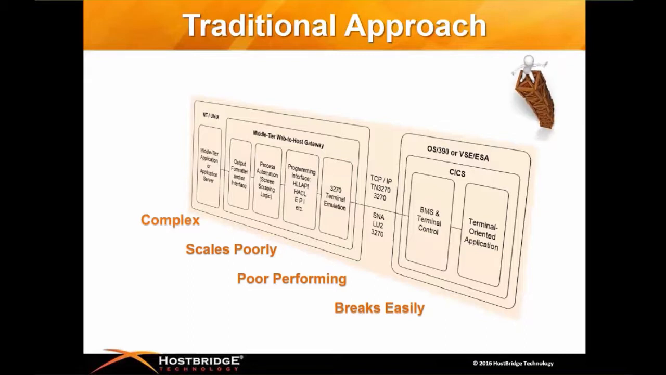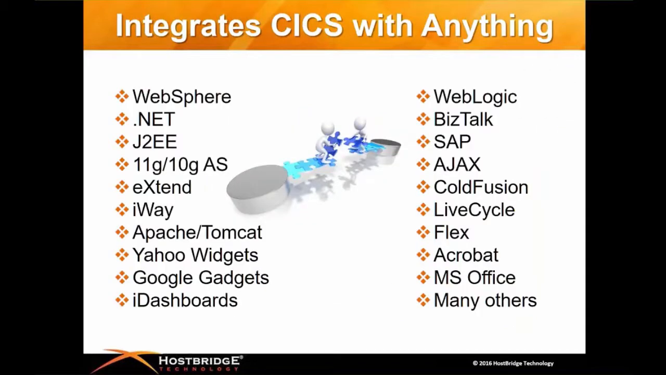But I said the biggest problem is it breaks easily. Screen scraping breaks easily because it's reliant upon screen geometry. It's reliant upon a field being in a certain location on the screen. HostBridge doesn't use screen geometry to be able to access the data on the screen. We use the metadata that's part of the transaction itself to know where the fields are and what the field names are. That means if a field moves on the screen, nothing downstream breaks. HostBridge continues to work.